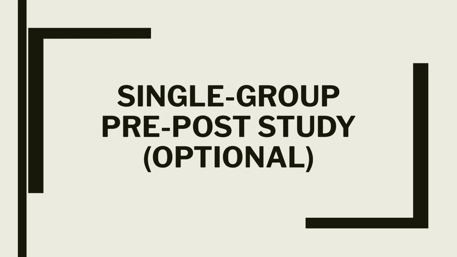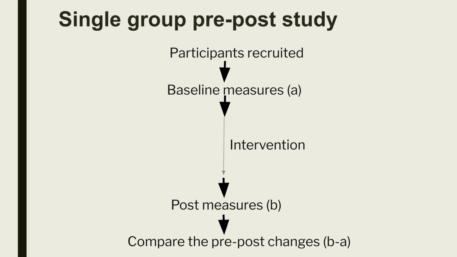Next, we transition to discussing a single-group pre-post study, another type of experimental study design. This is not required in this class, but I would like you to gain a little bit of understanding of these concepts. This diagram is similar to a randomized controlled trial, but it represents a single-group pre-post study design. In this case, all eligible participants are assigned to one group, the intervention group. There is no control group for comparison.